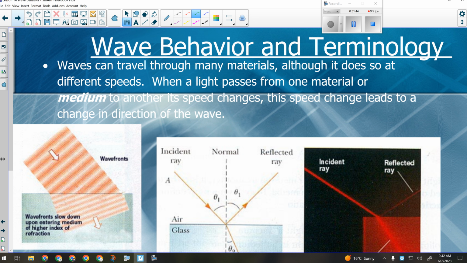Waves can travel through many materials, but they do so at different speeds. If light, for example, goes from air to water, it slows considerably, and as a result it can bend. If it bends, that's called refraction. Some of it will also reflect. At any boundary, some of both of these things occur. So when a wave hits a boundary between two mediums, some of it is going to get through. Some of it is going to bounce off.